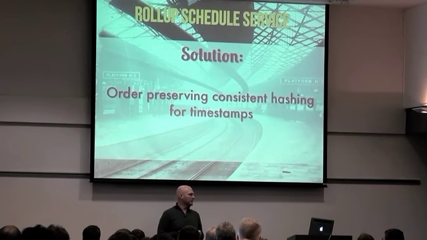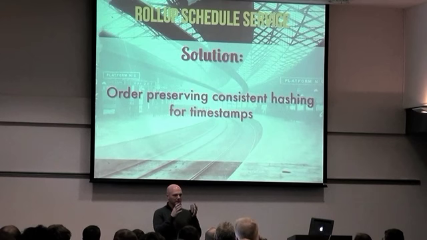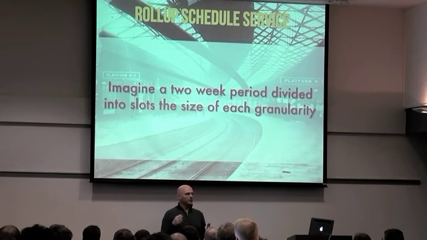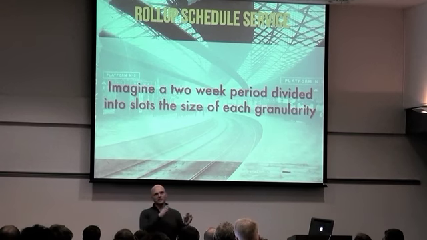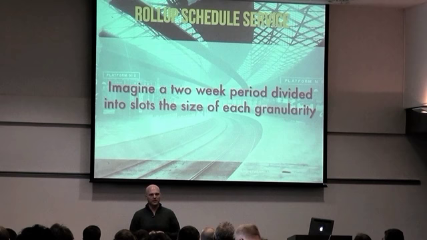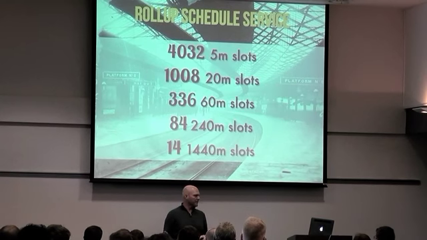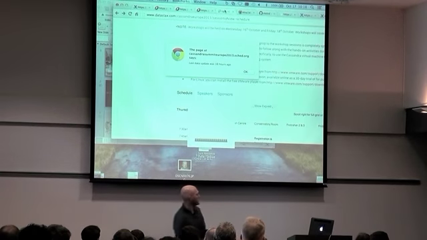The way that we ended up doing that is we've taken time and we've generated our own hashes on that, so that time hashes into buckets, and these buckets repeat after 2 weeks. Imagine a 2-week period that's divided into slots, and each slot is the size of the granularity: you have 5-minute slots, 20-minute slots, et cetera. And this repeats every 2 weeks. Well, you're going to have 4,000 5-minute slots, 1,000 20-minute slots, and so on.